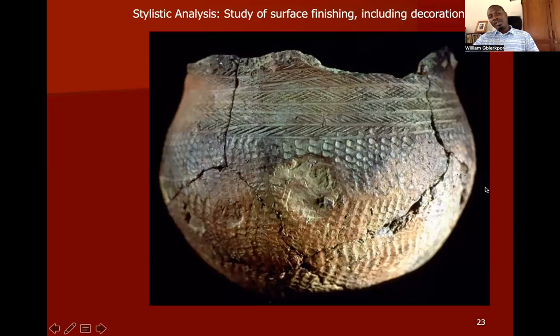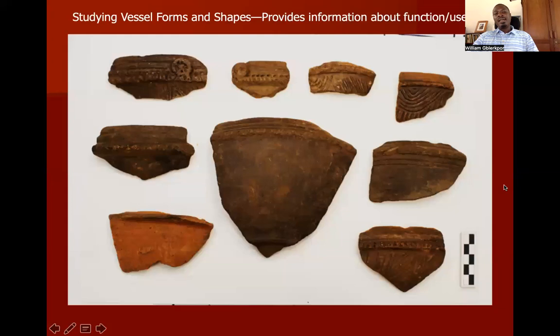Then the stylistic analysis looks at the surface finishing and the decoration. You can say, oh, this belongs to that group that lived some 500 years ago, 2,000 years ago, and was produced in this region and was traded in that region, and so on and so forth. In my own case here, as I look at some of these pieces, I can tell you the top row are going back to 800 years ago. These are 12th century ceramics that were produced. And then similar traditions emerge again by about the 1400s, and so on and so forth.